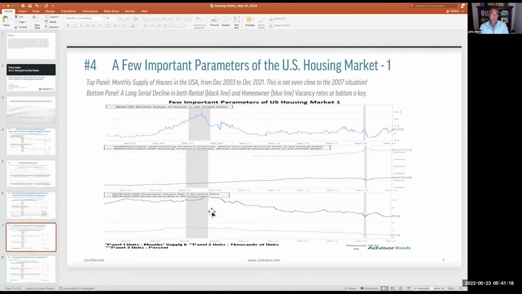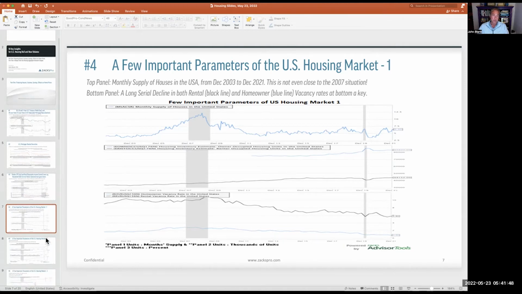And also look down at the bottom. Also for the bulls, there's a long serial decline in rental, which is the black line. Black line, I mean this line. You can see that rental delinquencies, vacancies, is very low, and that has also gone down for both housing and rentals. So the rental and housing market in terms of vacancy rates is very low and lower than it's been for a long time. So all the markets, rental and housing, are tight. So number 4, tight rental and housing markets.